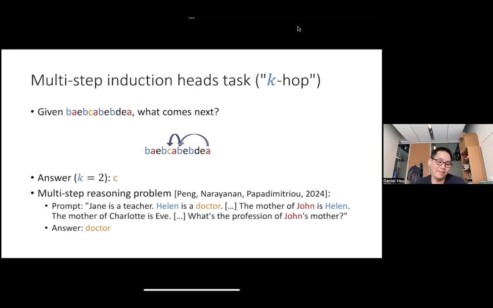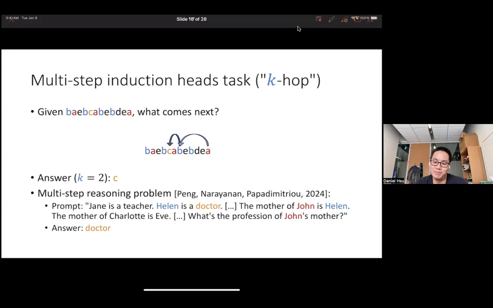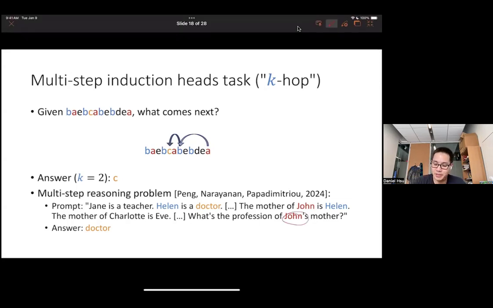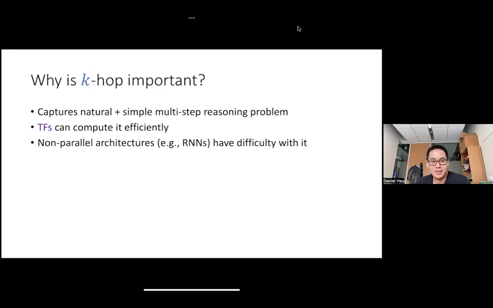And so in this case, you have to do this two-hop induction heads thing where you see John. Well, the last time I saw John, it was telling me who the mother was, Helen. And then the last time I saw Helen, it was telling me what Helen's profession was: doctor. That's how you come up with the answer, doctor. Okay, so that's this kind of multi-step reasoning problem. I think it's fairly natural and at least simple to describe.